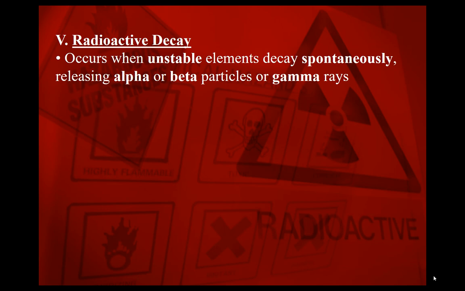The way they do it is they break apart by emitting alpha particles, beta particles, or gamma rays, and we're going to focus all on that in today's lesson. So let's start by looking at alpha particles.